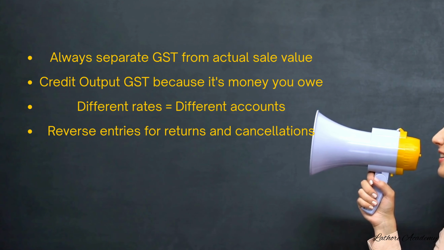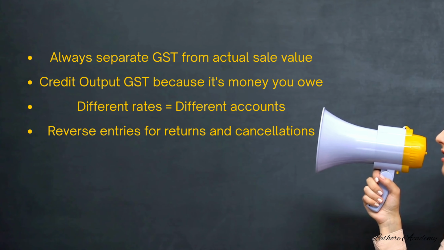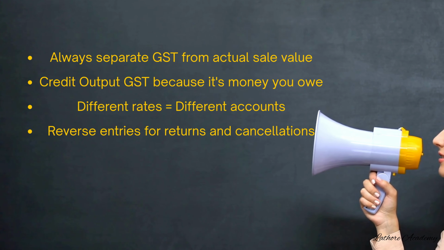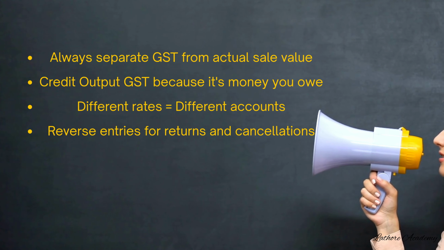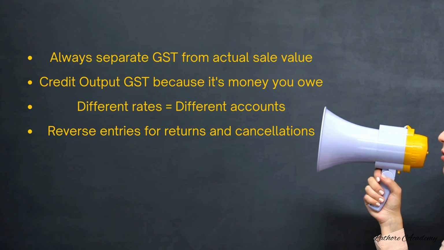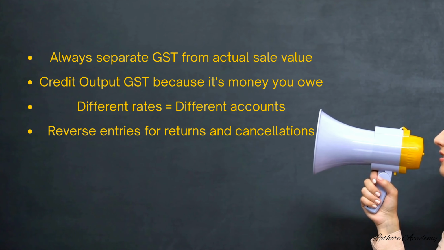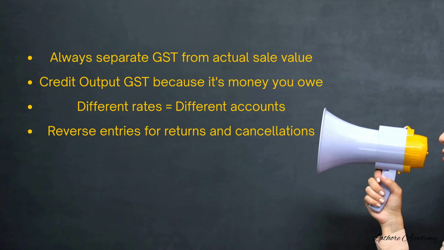And remember, different rates, different accounts. So always we have to split whatever input GST and output GST we debit and credit accordingly, right? We have to split up input CGST and input SGST. Accordingly, output CGST and output SGST we have to segregate. And always remember, we have to reverse the entries whenever purchase returns or sales returns and cancellations are happening. So please remember this. We have to reverse the entries.